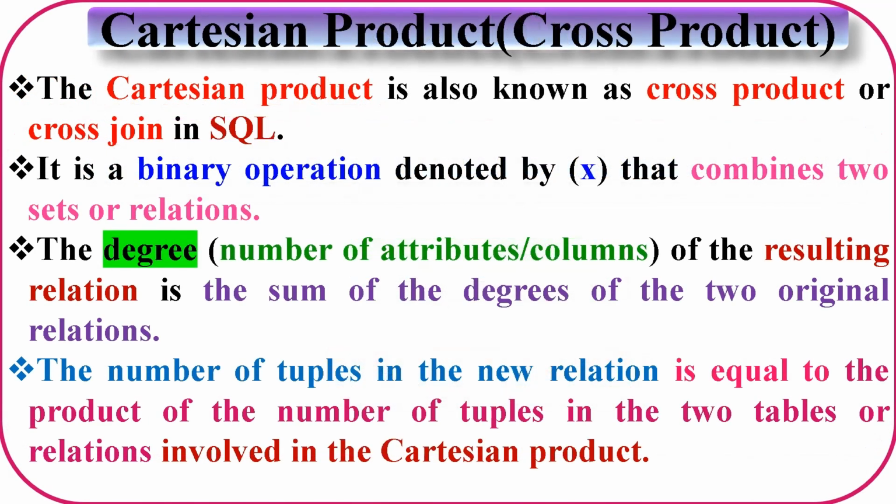Cartesian product, cross product. The Cartesian product is also known as cross product or cross join in SQL. It is a binary operation denoted by cross that combines 2 sets or relations. The degree, number of attributes or columns, of the resulting relation is the sum of the degrees of the 2 original relations. The number of tuples in the new relation is equal to the product of the number of tuples in the 2 tables or relations involved in the Cartesian product.